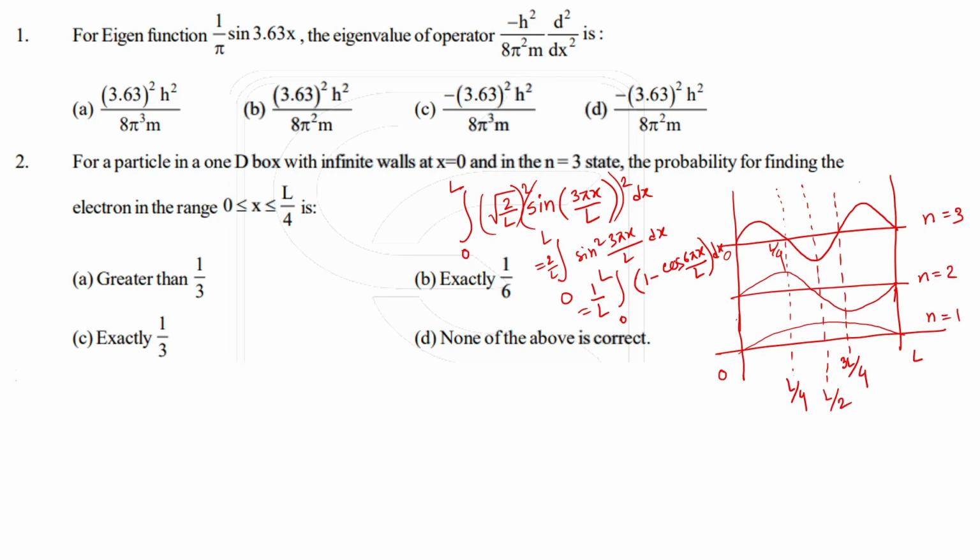So now this will be easy to integrate, and I hope you are going to find something like 1 by 4 minus some positive term. So that is why it is not exactly 1 by 6. This is not greater than 1 by 3, and it is not also exactly 1 by 3.